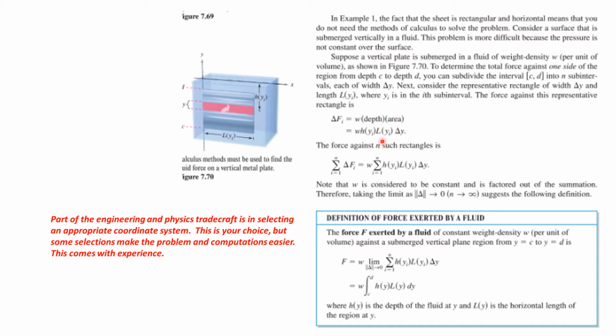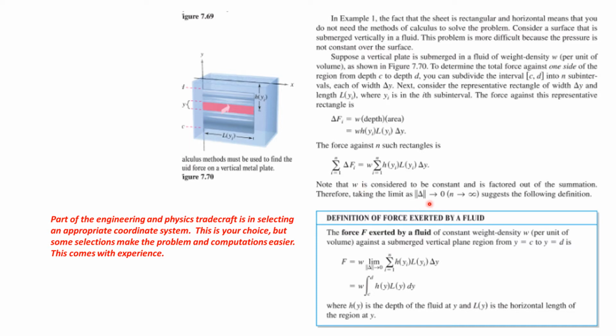So the area is going to be L of y, that's this dimension, times delta y, which is this dimension, that's area, and then you take this times W, the weight density, times h of y, because h of y is how far down we're going. So the force against n such rectangles, because we're slicing it into all these little rectangles, is you just add them up and you get this. Now, W is considered to be constant across all that because it's a homogeneous fluid and is factored out of the sum, so we get this.